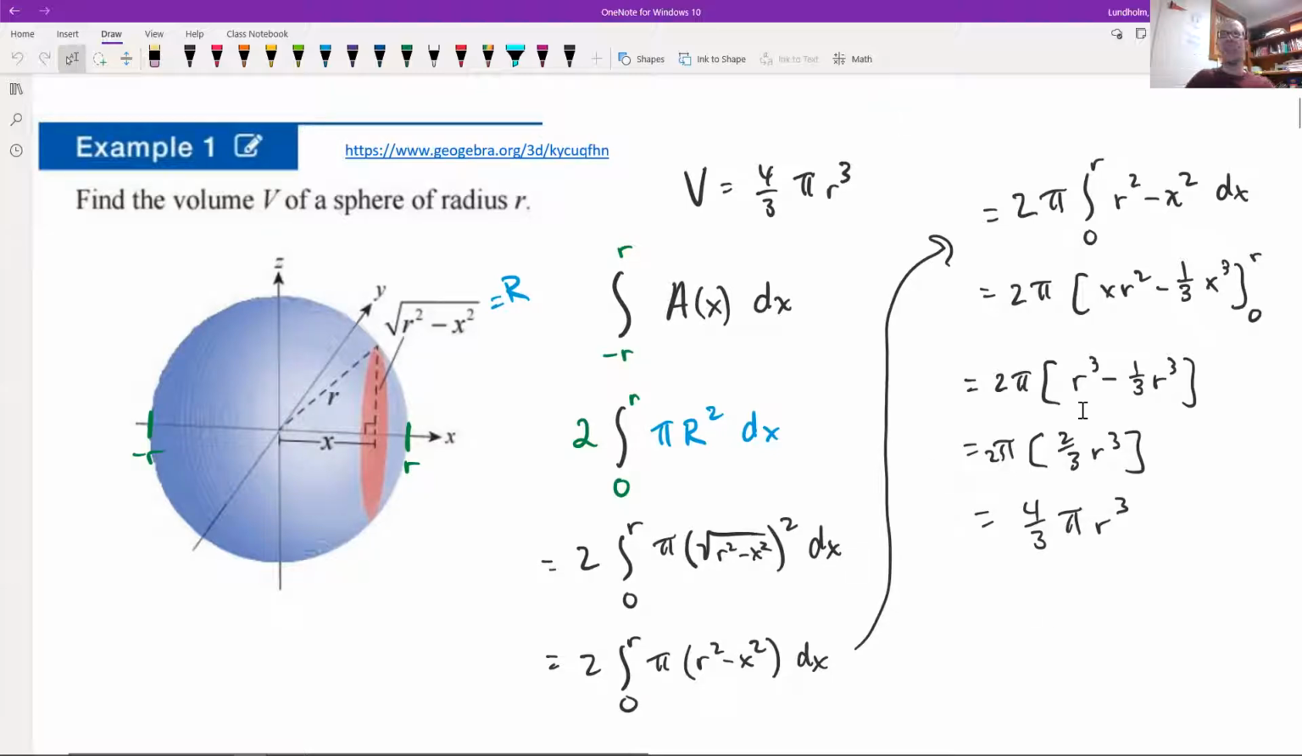So cool. We used calculus to do that. We added up a bunch of circles to make a sphere. That's super cool. Yeah. Moving on.